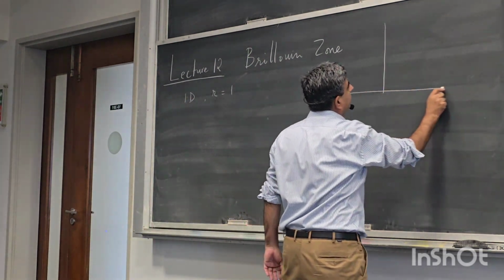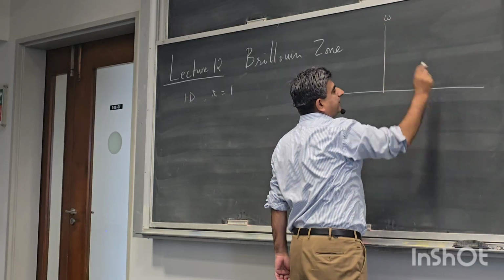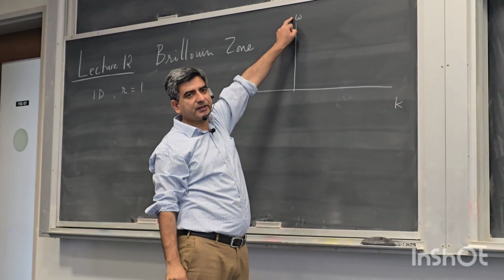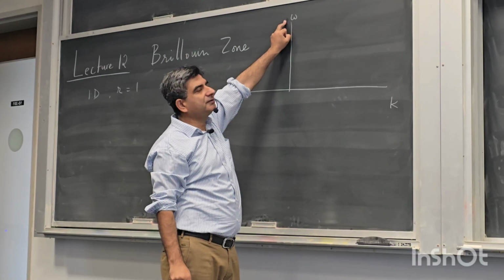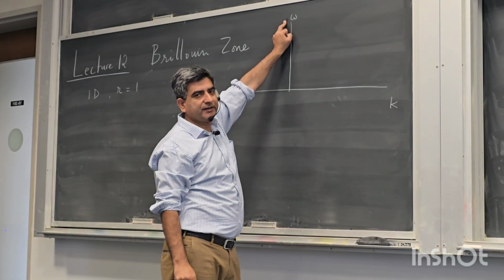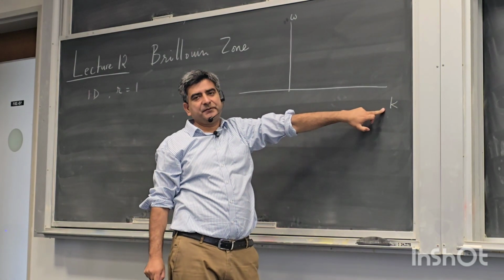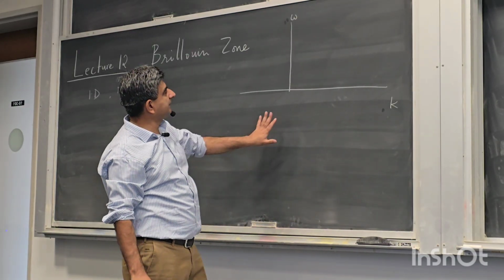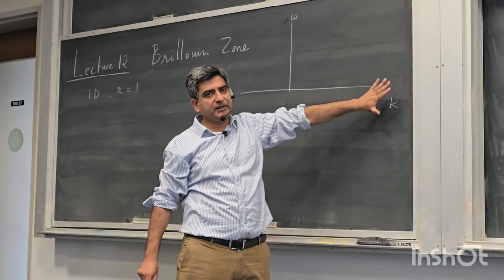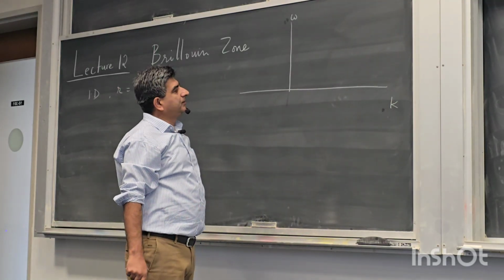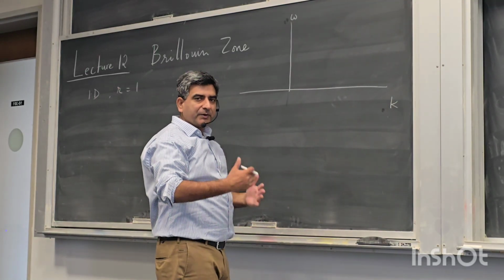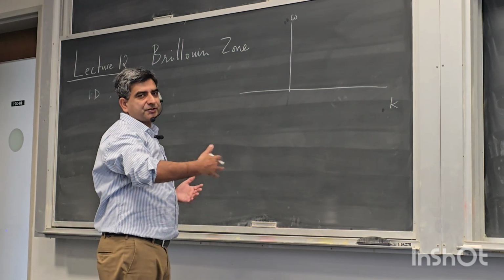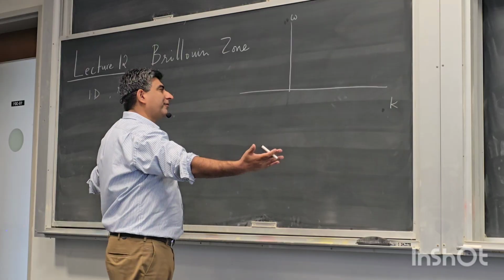So here is our omega, here is our k. And why do I call this the energy? Because if I multiply this omega with h bar, I will get dimensions of energy. If I multiply this k with h bar, I'll get dimensions of momentum. So this is an energy axis, whereas this is a momentum axis. Momentum has both the speed of a wave as well as its direction. For 1D, there is only one direction possible, in fact two, left or right.